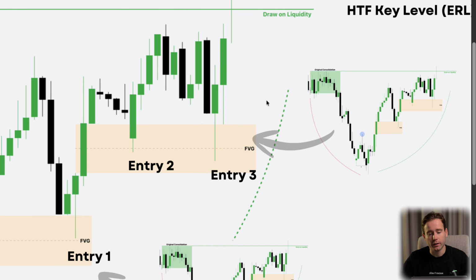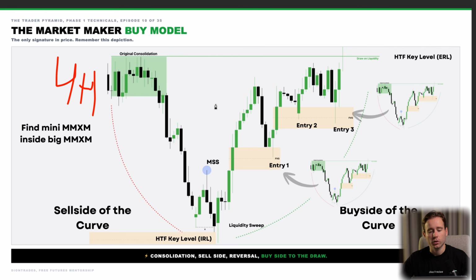And this is called that price is fractal. What happens on the higher time frame also happens on the lower time frame. So inside higher time frame market maker models, you can find mini market maker models when price trades into those higher time frame key levels.